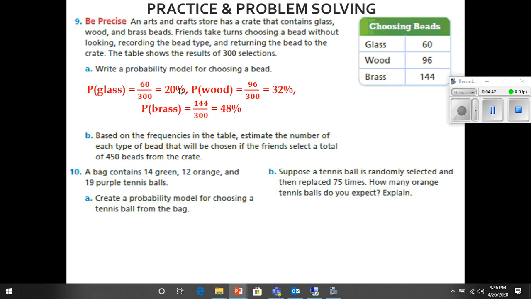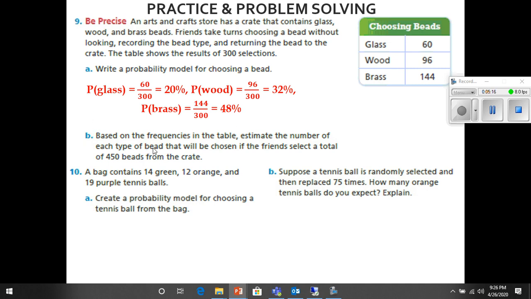60 out of 300 would equal 20%, which means 60 divided by 300 would be 0.2, and we move that decimal over to be 20. 96 out of 300 would end up being 0.32, and then we would move it over twice and it'd be 32%. And then the probability of being brass is 144 out of 300. That would be 0.48. And when we move that decimal over twice, it would be 48%.